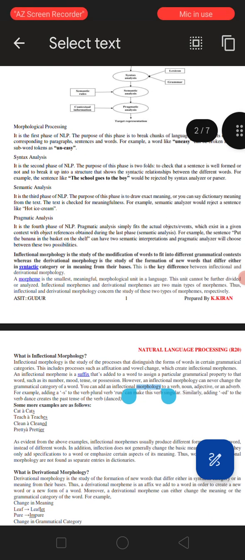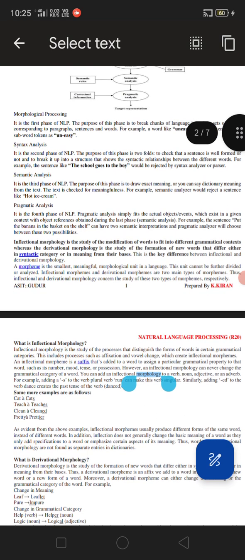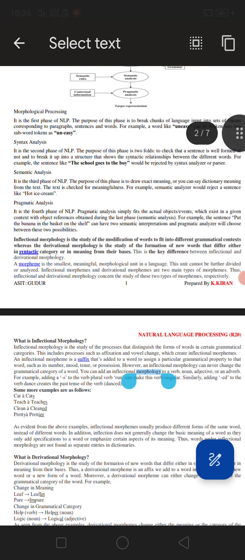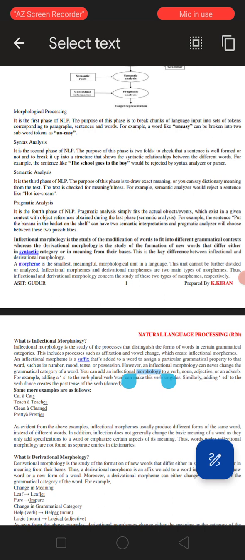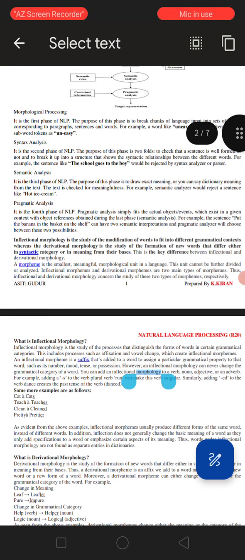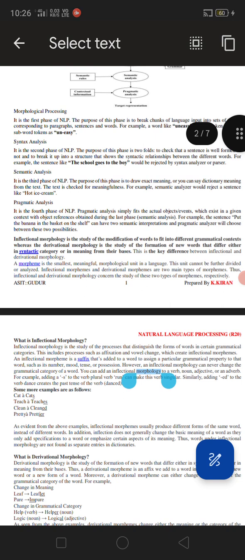Pragmatic analysis. This is the fourth phase of NLP. Pragmatic analysis simply fits the actual objects or events which exist in a given context with the object references obtained during the last phase. For example, the sentence put the banana in the basket on the shelf can have two semantic interpretations, and the pragmatic analyzer will choose between these two possibilities.